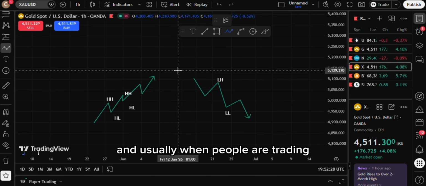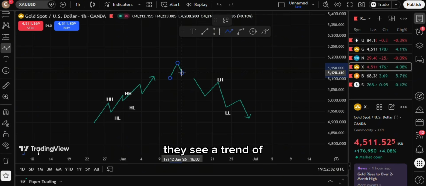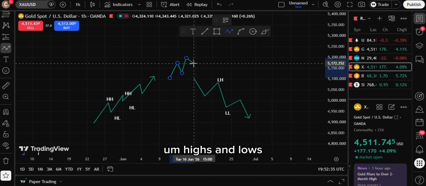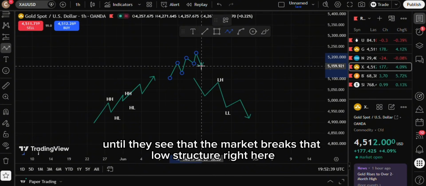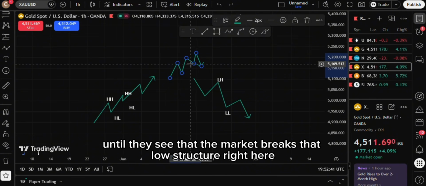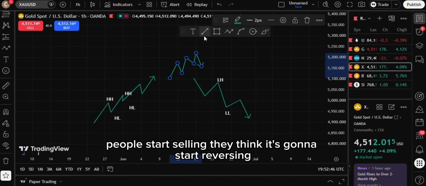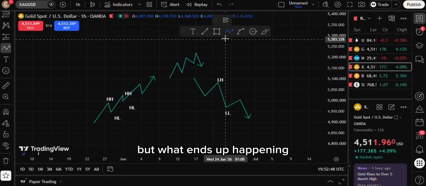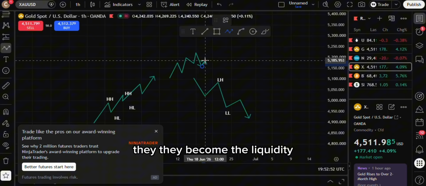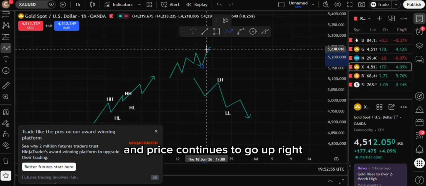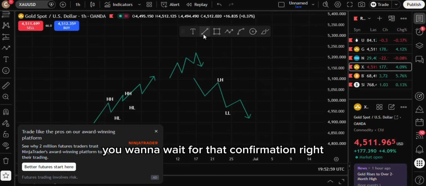And usually when people are trading, they see a trend of highs and lows until they see that the market breaks that low structure right here, and people start selling, right? They think it's going to start reversing, but what ends up happening? They start getting liquidated. They become the liquidity, and price continues to go up, right? So basically what you want to do there is wait for that confirmation, right?